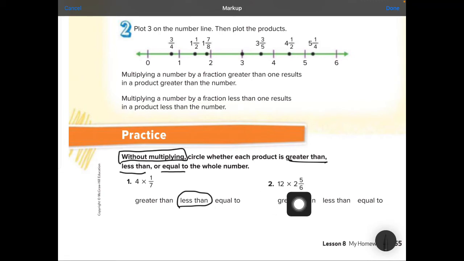12 times 2 and 5/6. Okay, 2 and 5/6 is greater than 1. So when I times this number times 12, is my answer going to be greater than 12, less than 12, or equal to? Because this is bigger than 1. This whole number is bigger than 1.